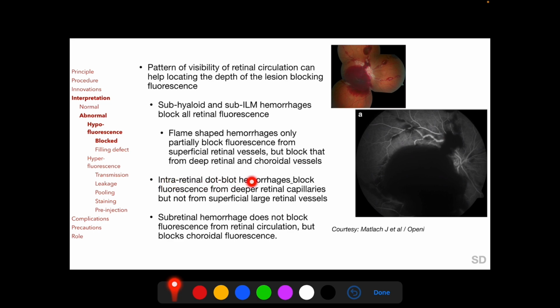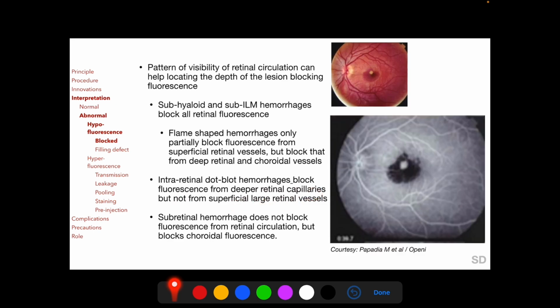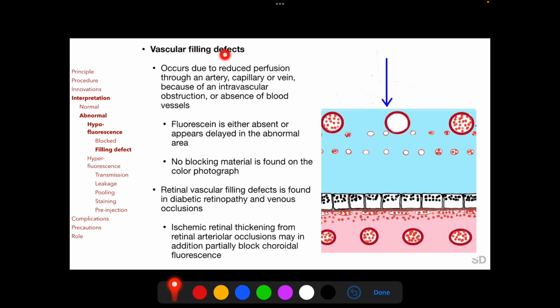Intraretinal dot blot hemorrhages block fluorescence from deeper retinal capillaries but not from superficial large retinal vessels. Subretinal hemorrhage, as shown here in this photograph, does not block fluorescence from retinal circulation, as demonstrated in the angiogram by the visibility of the retinal vessels in the area of the subretinal hemorrhage, but the subretinal hemorrhage does block the underlying choroidal fluorescence.